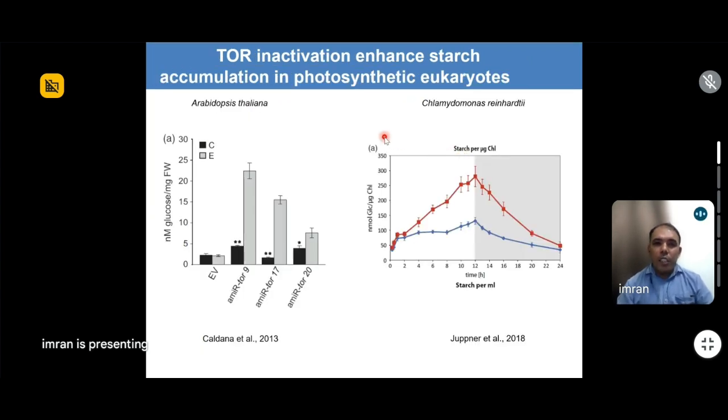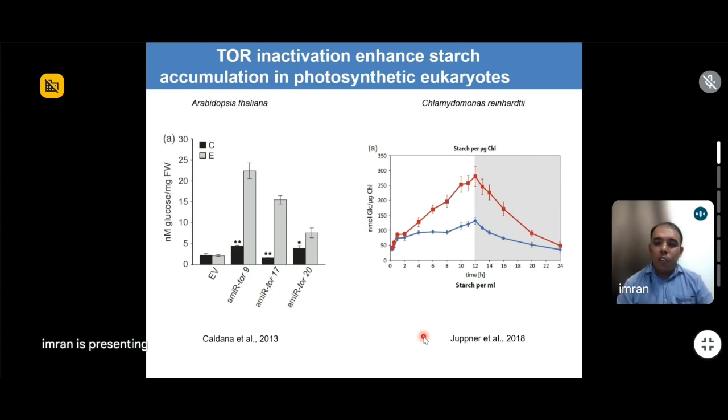Actually, it is also reported in other organisms. For example, in the case of Arabidopsis, when you inhibit TOR, the cell accumulates a very high amount of glucose. In the case of Chlamydomonas, it also resembles this: inhibition of TOR accumulates a very high amount of starch in the cell. It is also there in the case of mammals and yeast. I have not mentioned it in the slide because I'm mainly focusing on the photosynthetic system.